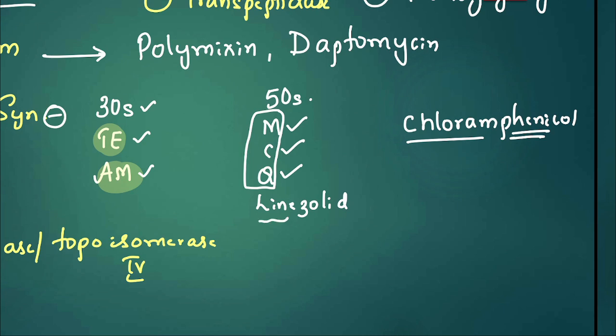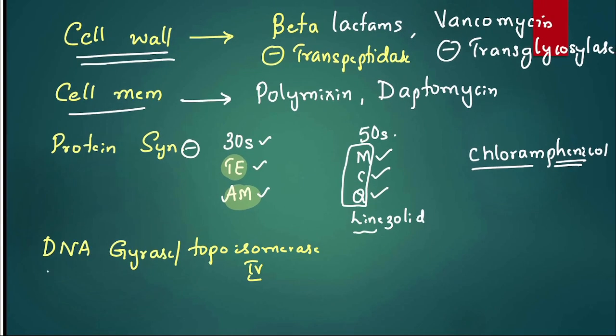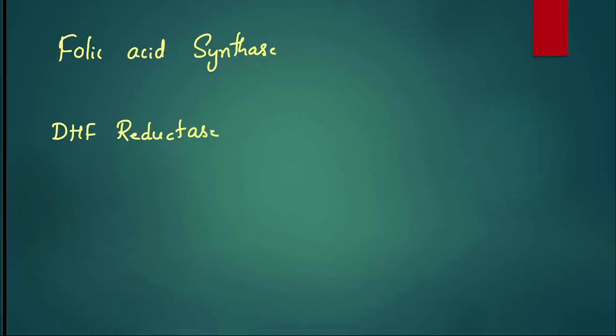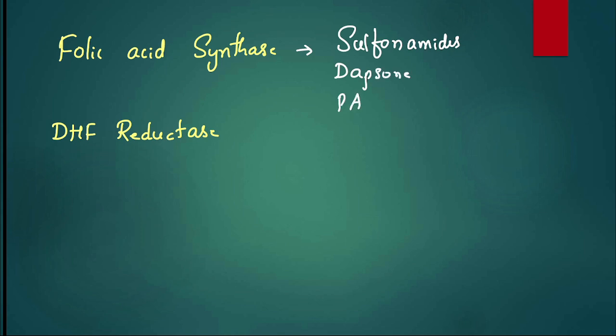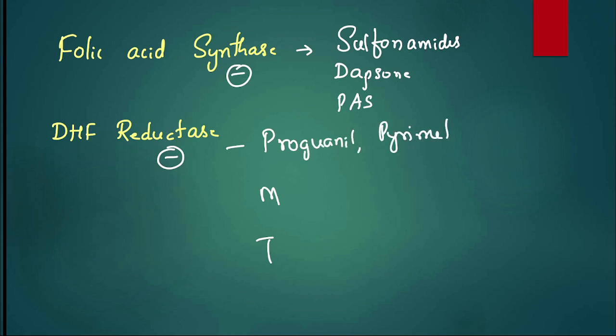Linezolid inhibits protein synthesis. And can you tell me the DNA gyrase or topoisomerase IV inhibitors? They are called fluoroquinolones and end with floxacin, like ciprofloxacin. Folic acid synthase inhibitors are nothing but our sulfonamides. Then an anti-leprotic drug dapsone, and an anti-TB drug like para-aminosalicylate. For dihydrofolate reductase inhibitors, we have the PMT drugs. P for proguanil and pyrimethamine, and T for trimethoprim.